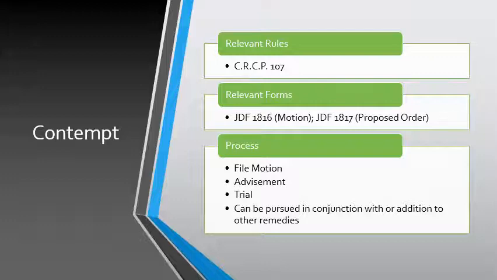The court, if it believes the other person is guilty of contempt or could be guilty of contempt, there's going to be an advisement hearing. That advisement hearing is a chance for the court to advise the person accused of their rights. If the case is still not resolved, then there's going to be a trial. That's a trial to the bench, so it's a trial to a judge, not to a jury. And the thing to know is contempt can be pursued in conjunction with or in addition to other remedies. You just can't double up on getting the same remedy twice, so you can't get a windfall because the other person isn't complying with the order.